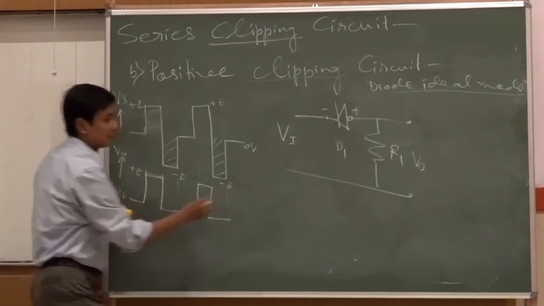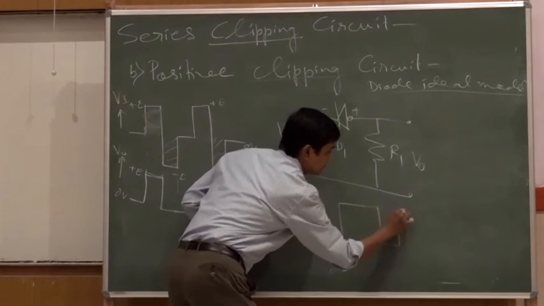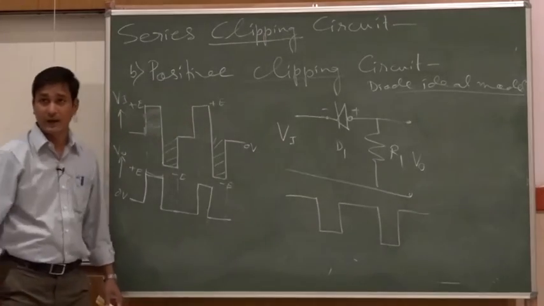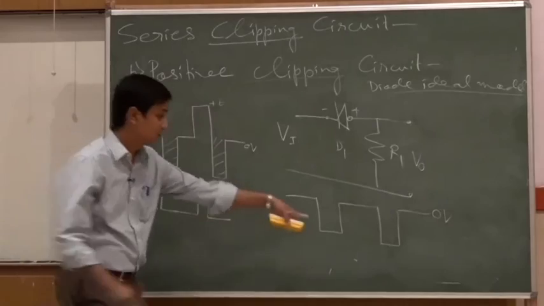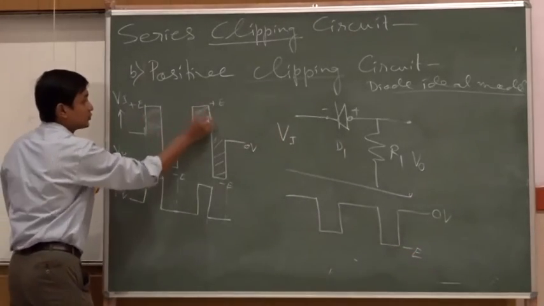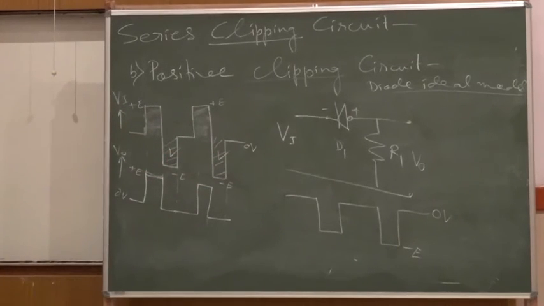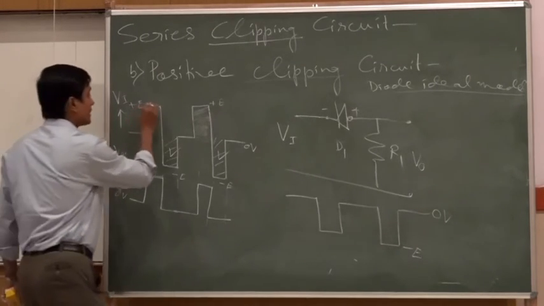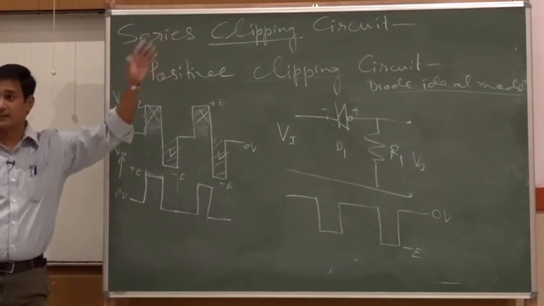So, in that case, the voltage I will get there is like this, where what is the 0? 0 volt here as reference, and what is the voltage at the peak? Minus E. That means these two parts are gone and they are existing. Now, since here the positive part is clipped off, I will say positive clipping circuit.